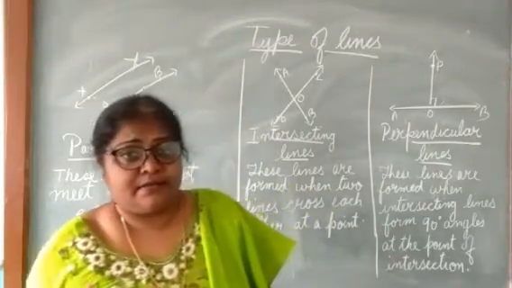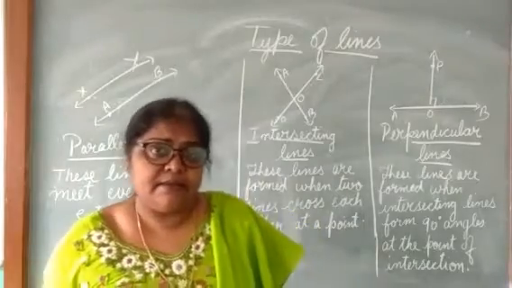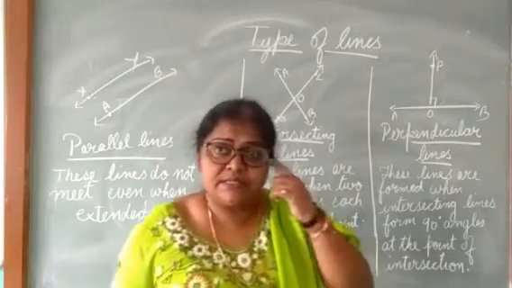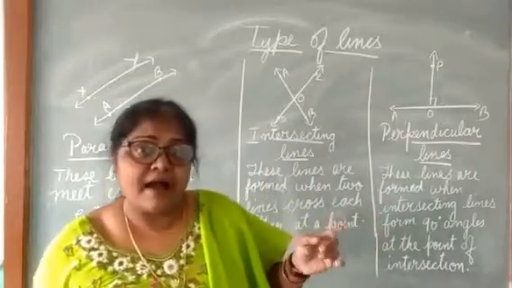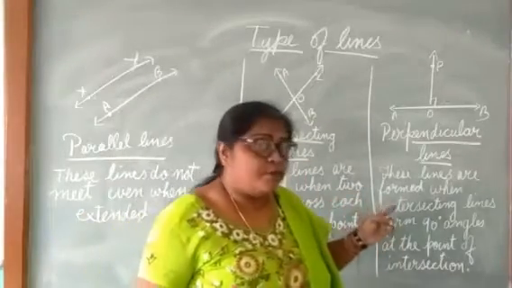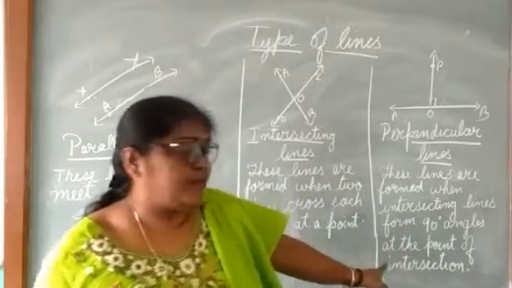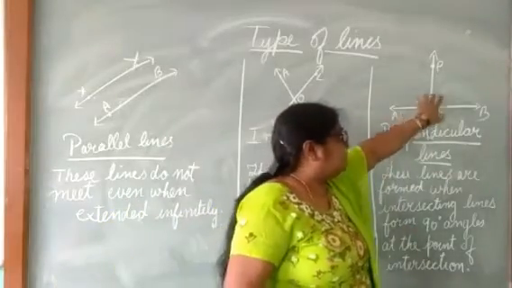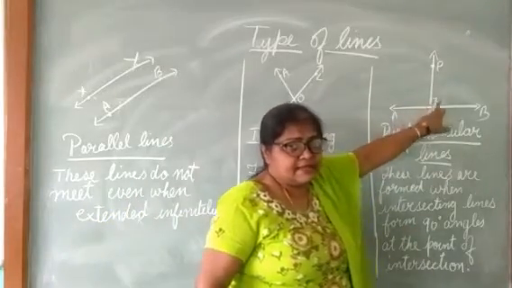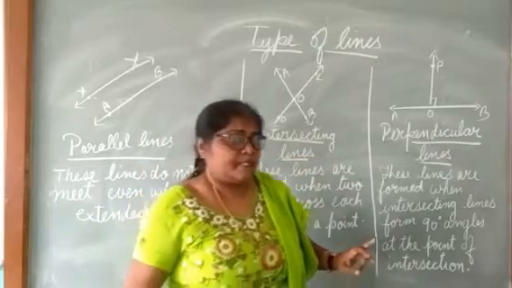Now next you see perpendicular line. In perpendicular line, these lines are formed when intersecting lines form a 90-degree angle. One line here and one line here. They are intersecting lines and they form a 90-degree angle.